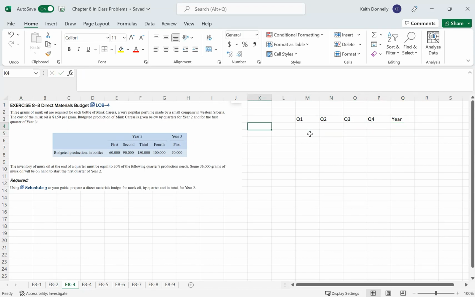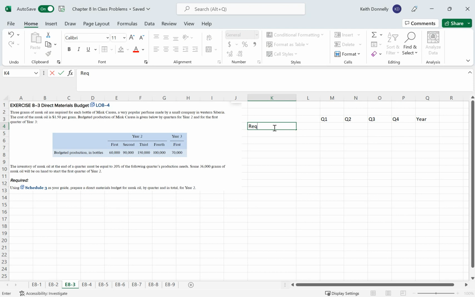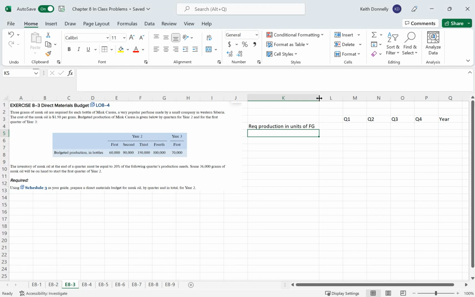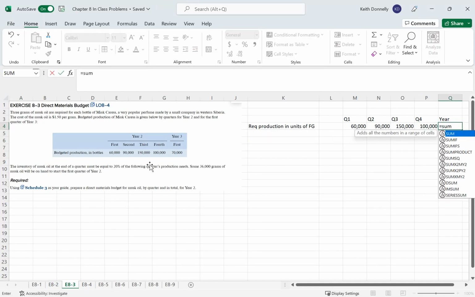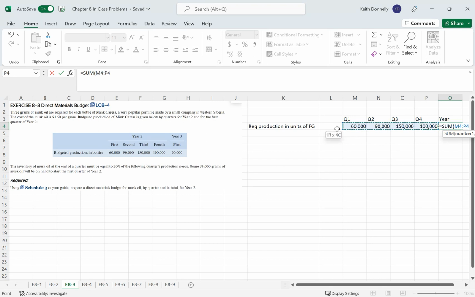First thing we're going to have over here is our required production in units of finished goods. Basically this is our required production. We can snag this right from over here: 60,000, 90,000, 150,000, 100,000. Add all of these together for the year.